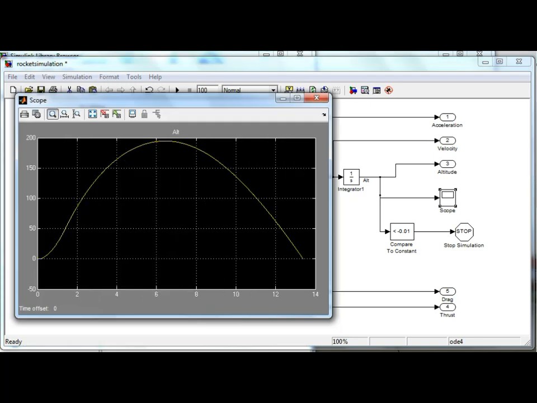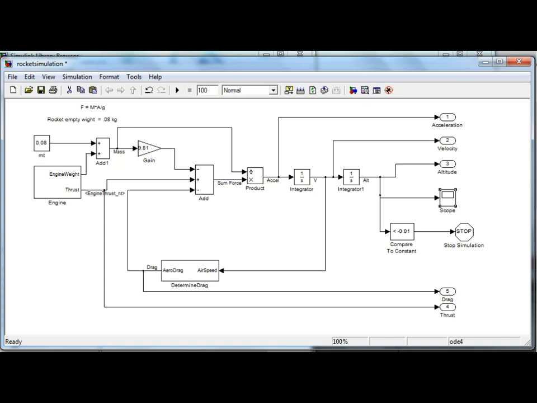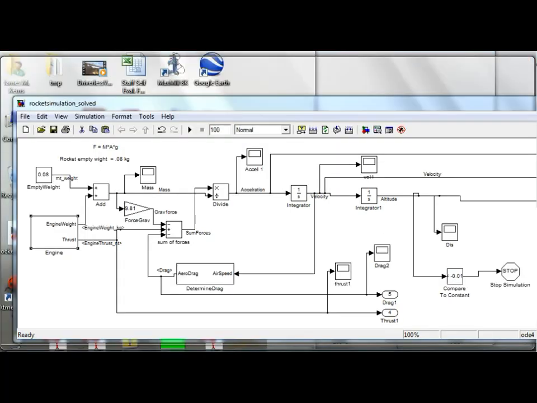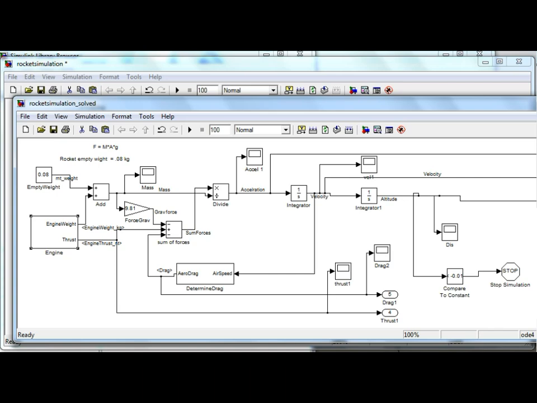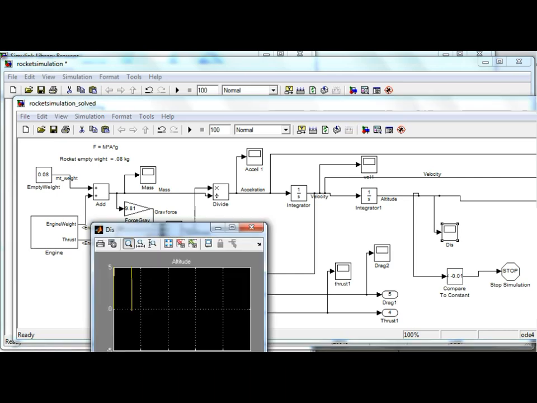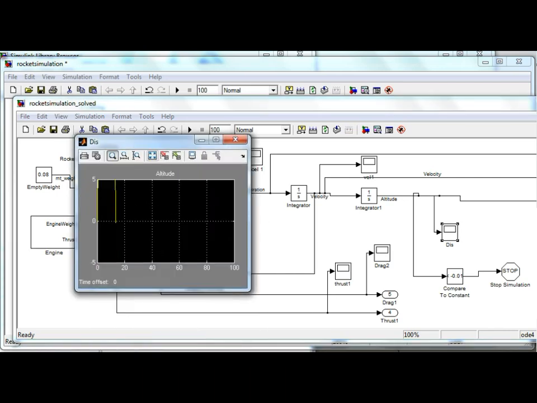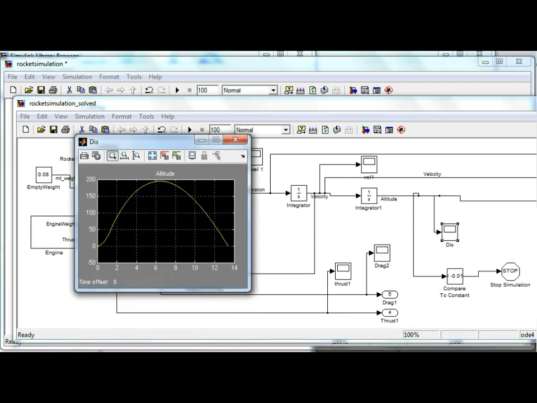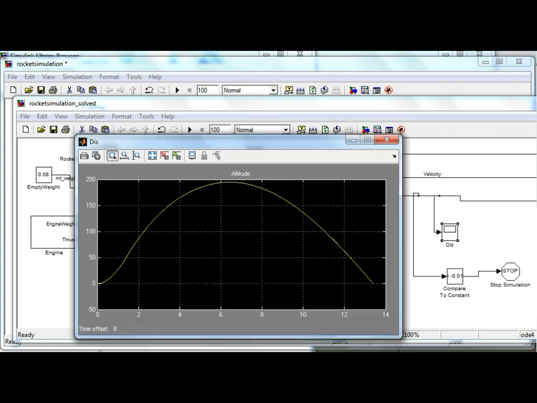So there it is, the altitude profile, 190 meters or so. It took about 13.5 seconds from the time we triggered this model to the time it impacted the ground. And rather than spend a lot of time dragging and attaching scopes, I have a version already done like that. Run this one, and let's see if we get the same result. Yeah, same result. So I obviously did the same thing twice in a row.